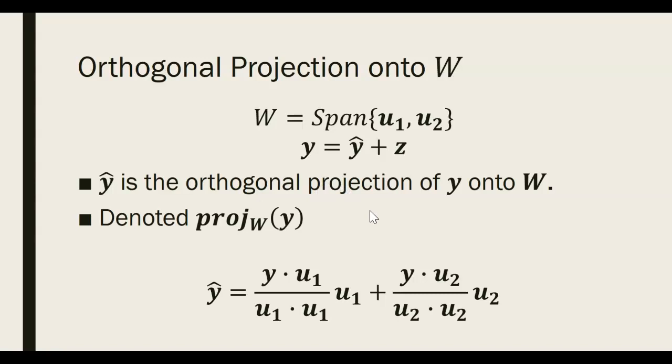And there we go. By the way, this y hat is the orthogonal projection of y onto subspace W. We denote that in almost the identical way we did before, projection of y onto W. So instead of onto U, now we're onto W. And from what we took away from earlier, this is the y hat.